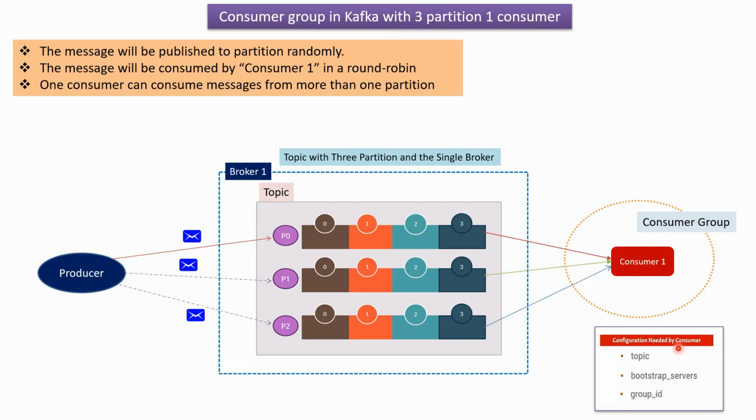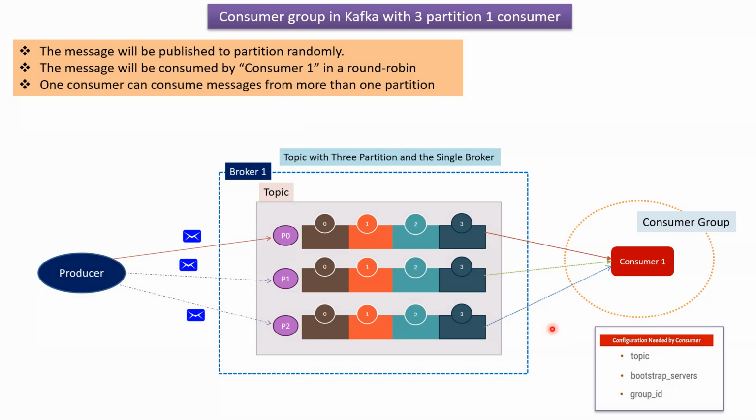If you want to write a consumer, there are configurations needed by the consumer. The first one is topic. It is nothing but from which topic the consumer is going to consume the messages. The second one is bootstrap servers, which is nothing but the Kafka server IP address and port number. And the third one is group ID, which says which group the consumer belongs to.